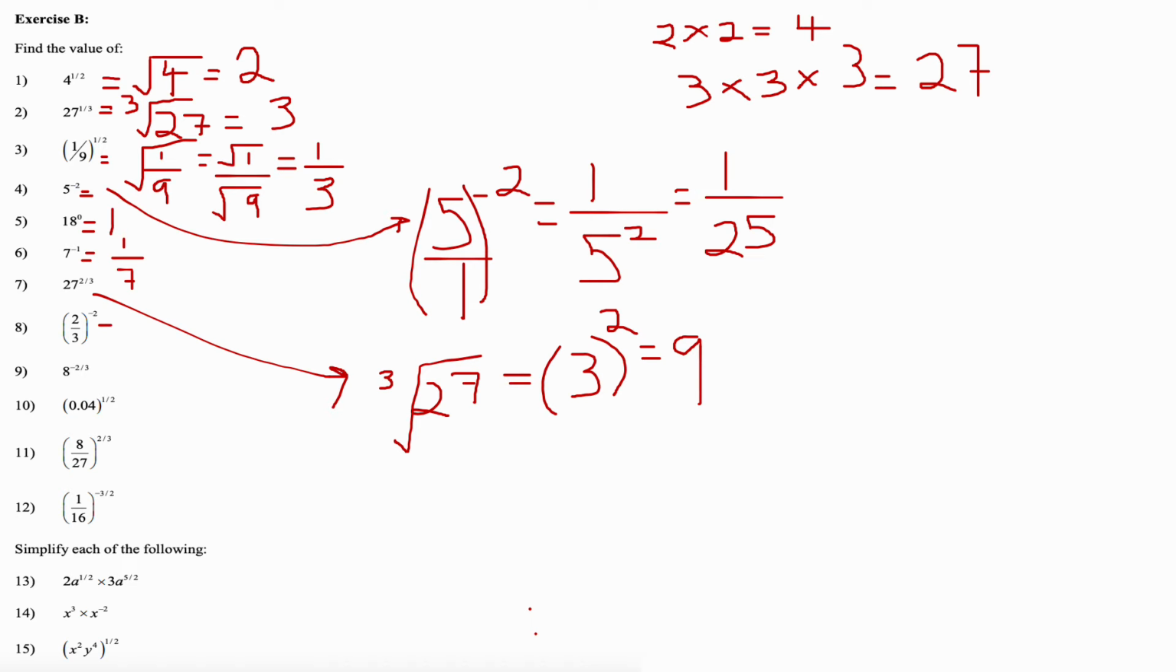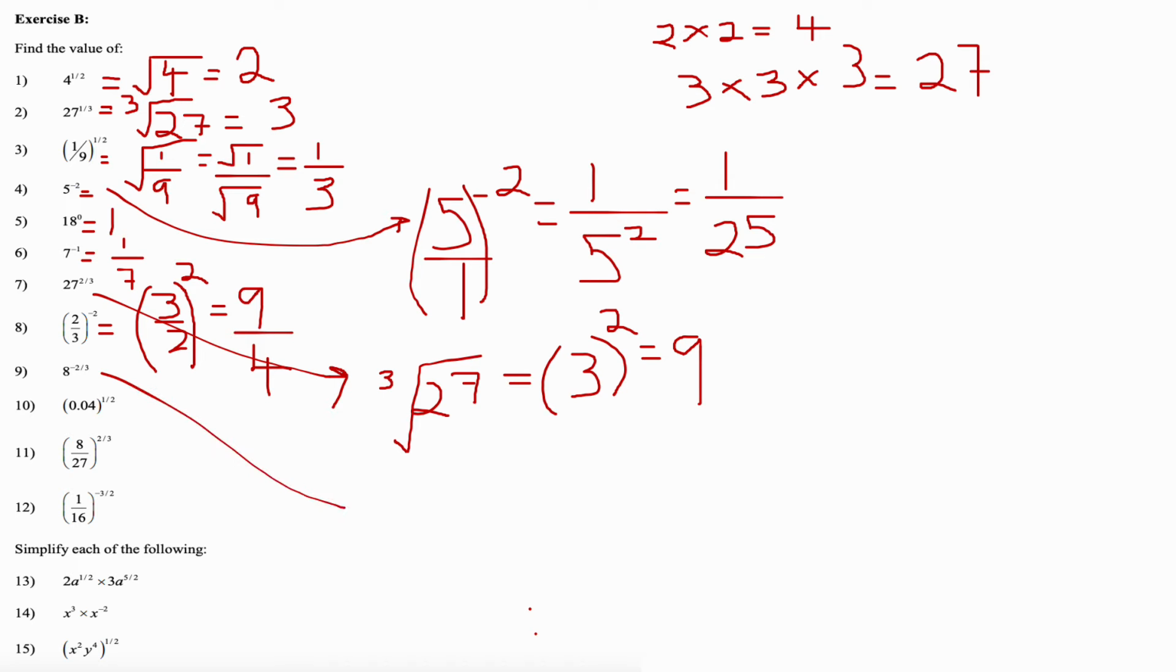Question number 8, 2/3 to the minus 2. Well, the minus flips it, so it becomes 3/2 to the power of 2. So remember that the minus power is the reciprocal. 3 squared is 9, 2 squared is 4, so the answer is 9/4, or 2 1/4, or 2.25.